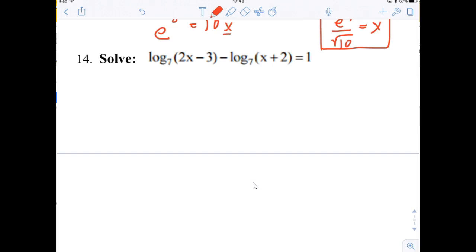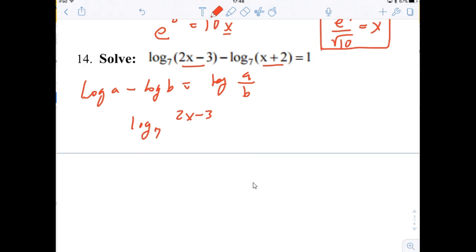Number 14. Log base 7 of this minus log base 7 of this equals 1. Okay, remember that if you have a difference of logs, log of a minus the log of b, that's the same as log of a divided by b. So let me do that. So I'm going to do log base 7 of 2x minus 3 divided by x plus 2 equals 1.